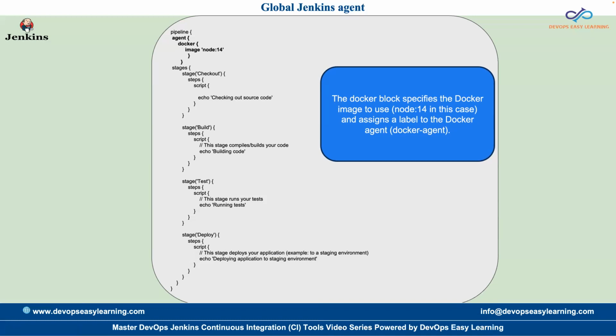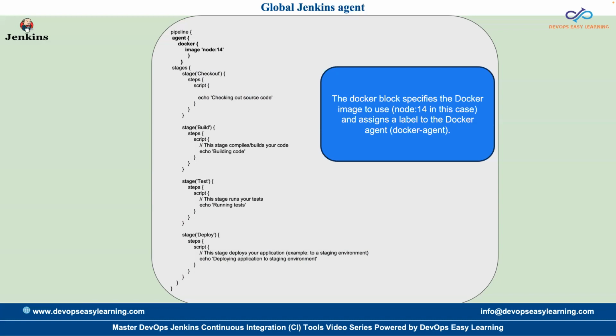That is why it's going to say agent docker image node 14. You can put any image. The image can be Maven, Golang, CentOS, Ubuntu, Python, anything, depending on what you want to do. I use this a lot because it's really easy. Containers are light and portable.